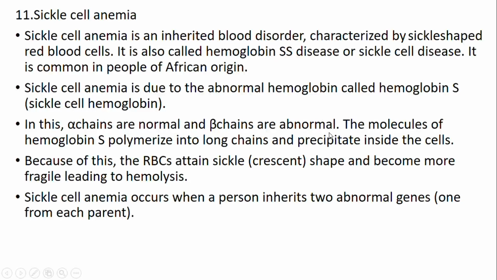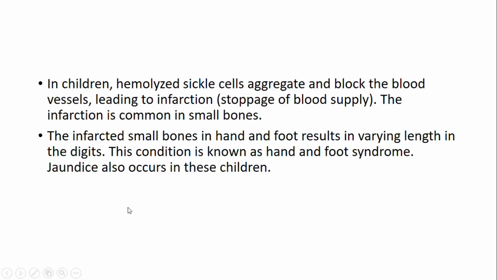The molecules of hemoglobin S polymerize into long chains and precipitate inside the cell. Because of this, RBCs attain sickle or crescent shape and become more fragile, leading to hemolysis. Sickle cell anemia occurs when a person inherits two abnormal genes, that is, one from each parent. In children, hemolyzed sickle cells aggregate and block the blood vessels, leading to infarction, and the infarction is common in small bones. Infarcted small bones in hand and foot result in varying length of the digits. This condition is known as hand and foot syndrome. Jaundice also occurs in these children.